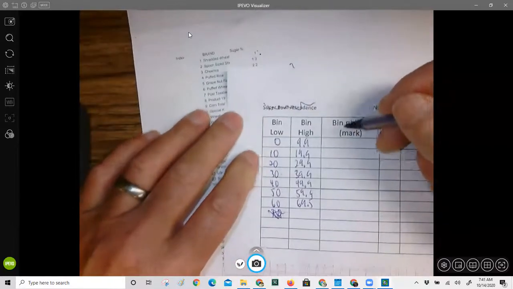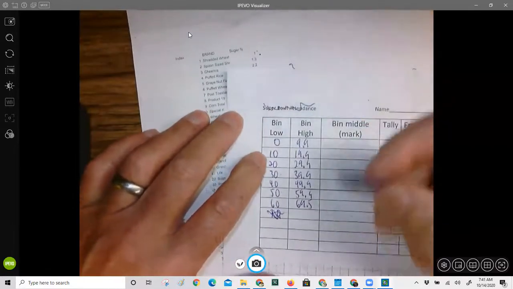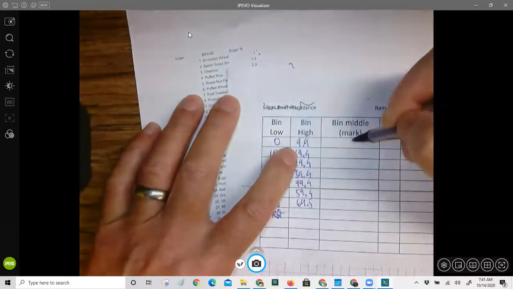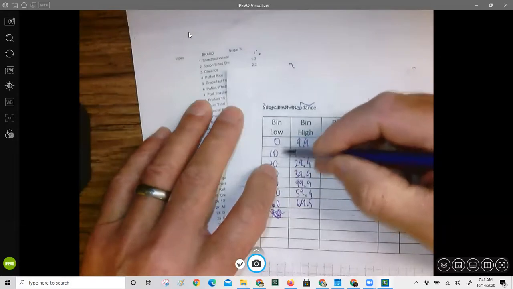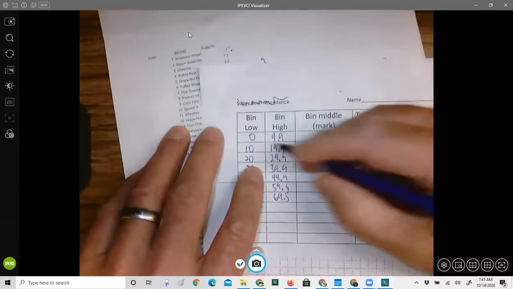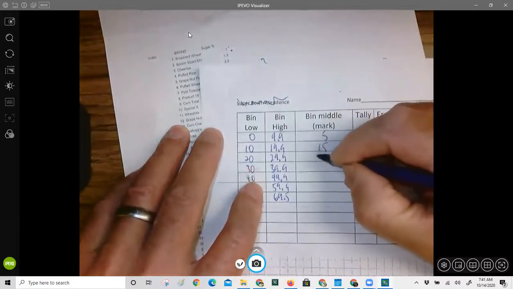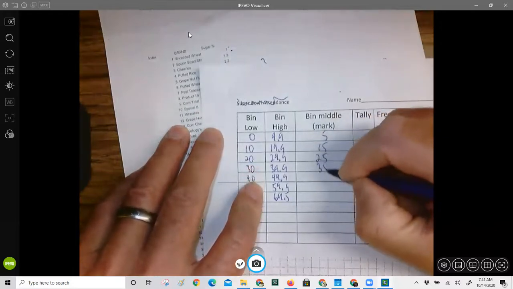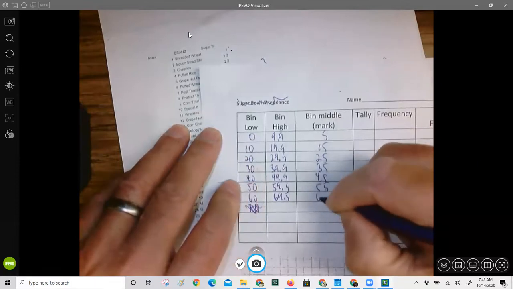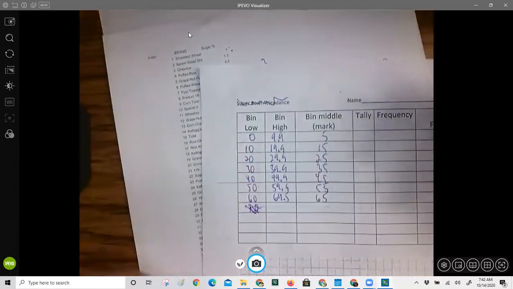Now, this bin middle, this is just for graphing ease. So what I'm going to say is halfway, I could average those two and write the bin there, or I could just say halfway between 0 and 10 is 5, and that's going to be 15, and see how this goes up by 10. 35, 45, 55, 65. Okay, and that just makes it easy to mark it on the graph.